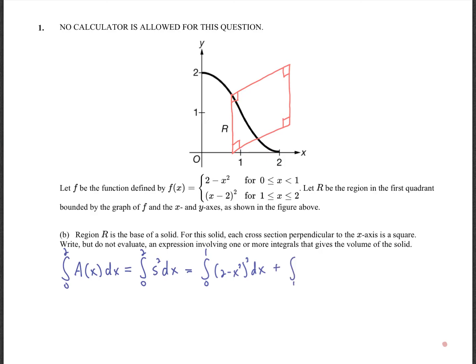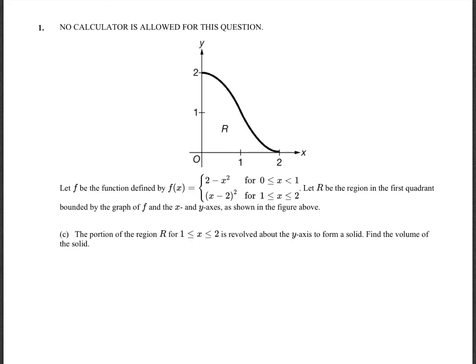And then we'll do integral from 1 to 2. And remember, we don't have to evaluate this. We're just setting it up. And then square the second function. So when you're squaring it, it's just going to multiply the exponents. So this will become x minus 2 to the 4th when you're squaring this. Okay, and that's it. Yeah, so we were doing side length squared. Side length was the function, so we had to square that, but we had to use each different function for the different intervals from 0 to 1 or 1 to 2.